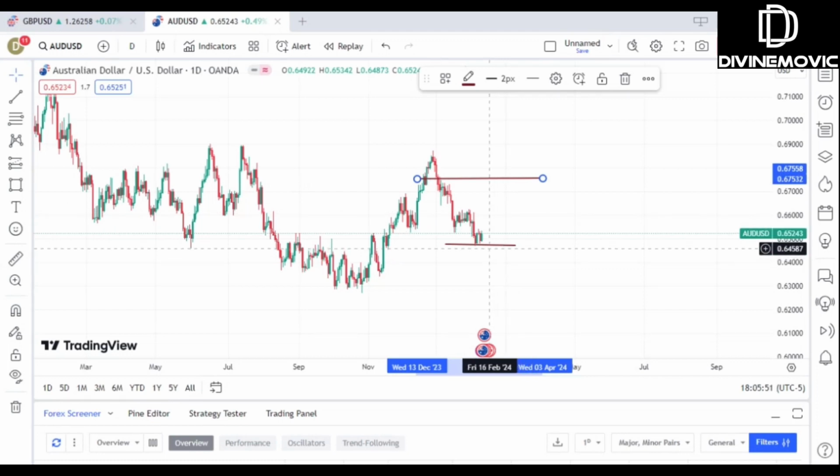So on the 4 hour time frame, I'm going to identify the supply zone. Why a supply zone? Because price is showing us a bearish trend on the daily time frame.